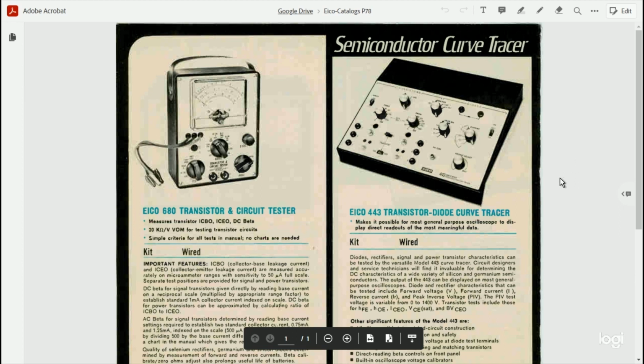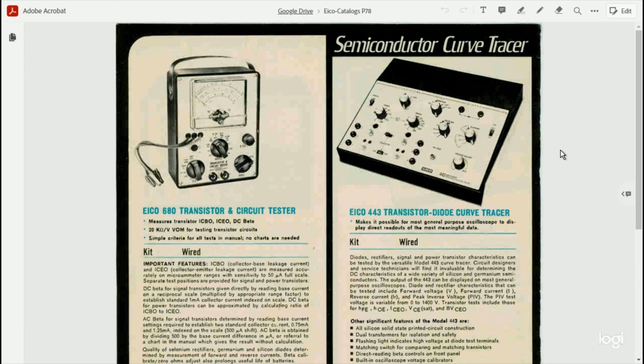It makes it possible for most general purpose oscilloscopes to display direct readouts of the most meaningful data. And it says diodes, rectifier signal and power transistor characteristics can be tested by the versatile model 443 curve tracer. Circuit designers and service technicians will find it invaluable for determining the DC characteristics of a wide variety of silicon and germanium semiconductors. The output of the 443 can be displayed on most general-purpose oscilloscopes.